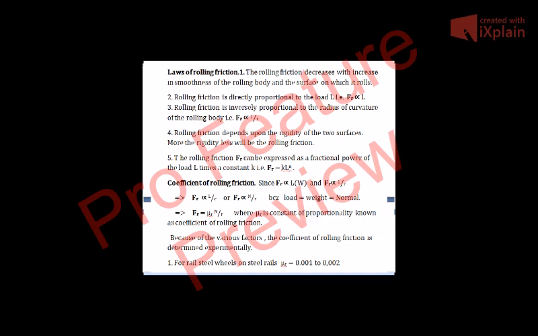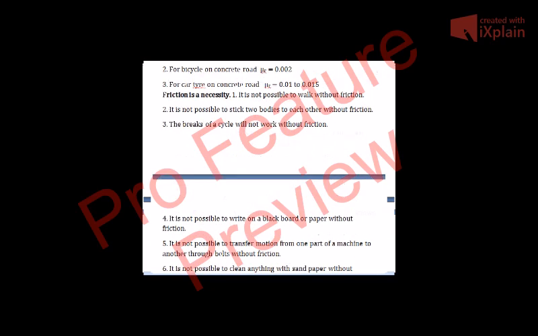So that is usually made up of steel. So for steel wheels on steel rails, the track, the rail tracks, the coefficient of rolling friction is 0.0001 to 0.002. For a bicycle on a concrete road, the coefficient of rolling friction is 0.002, and for a car tire on a concrete road, the rolling friction is 0.1 to 0.015.